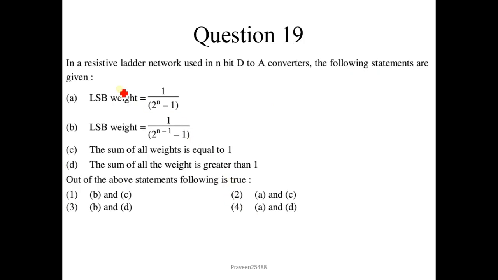Question number 19. In a resistive ladder network used in n-bit digital to analog converters, the following statements are given. The LSB, which is the least significant bit, weight is given by 1 over 2 to the power n minus 1. So this is correct, and this one is wrong. The sum of all weights is equal to 1. This is also correct, and so this is wrong. A and C are correct. Second one is the correct answer.